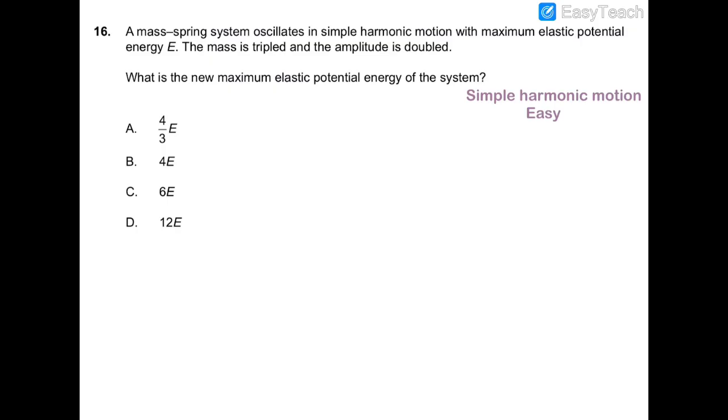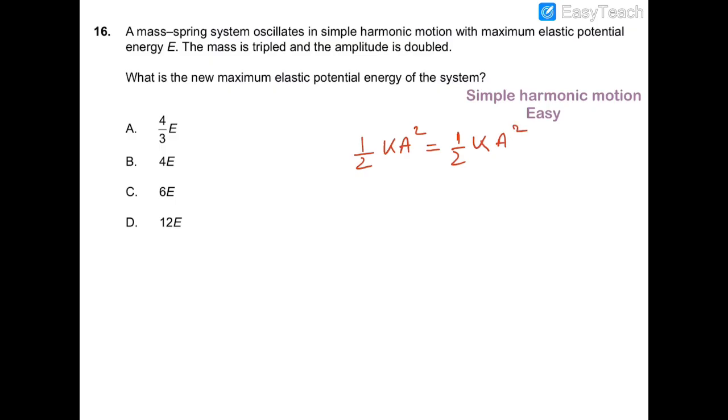The mass is tripled and amplitude is doubled. What is the new maximum elastic potential energy of this system? So the maximum elastic potential energy is half K A square, where K is the spring constant and A is the amplitude.